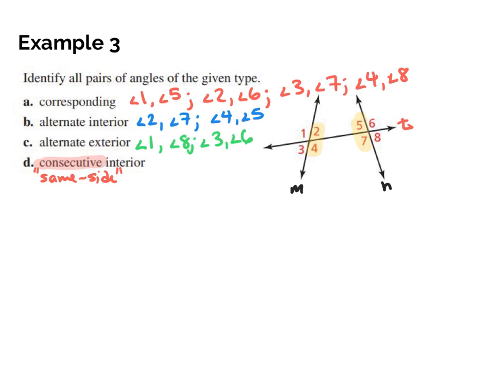So for example, angle 2 and angle 5 are on the same side of that transversal, as well as angle 4 and angle 7 are on the same side of that transversal. So this is just identifying these special types of angles.